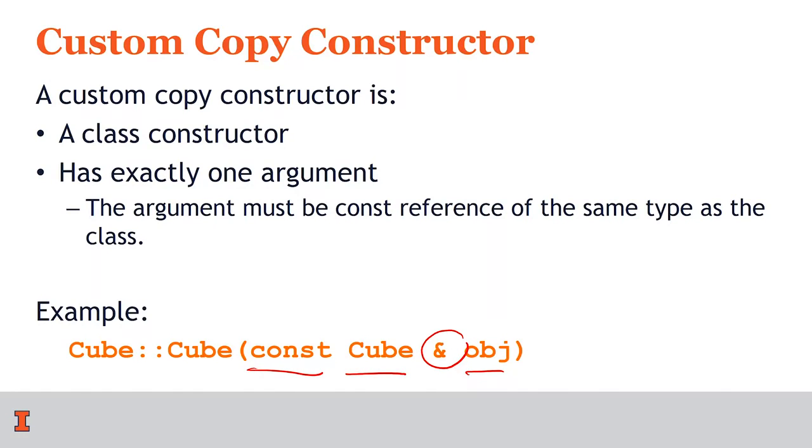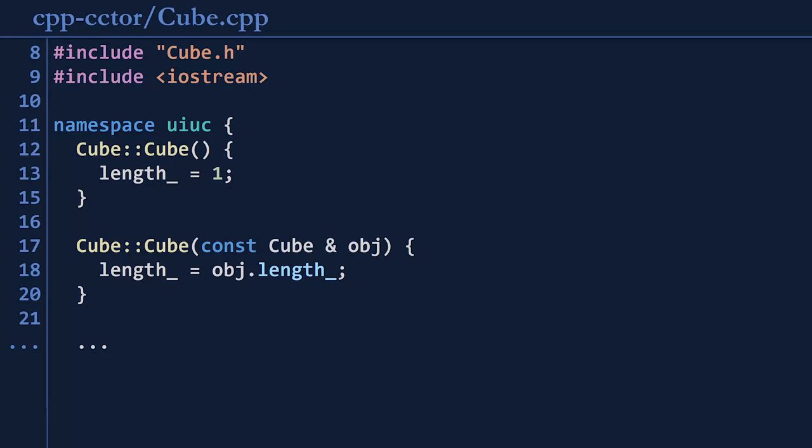Notice the definition, it's part of the Cube class, has the name Cube. It follows the properties of being a constructor. Looking at some code, we see that we've defined a default constructor up here. This is exactly what you saw last video. And we defined a custom copy constructor down below.